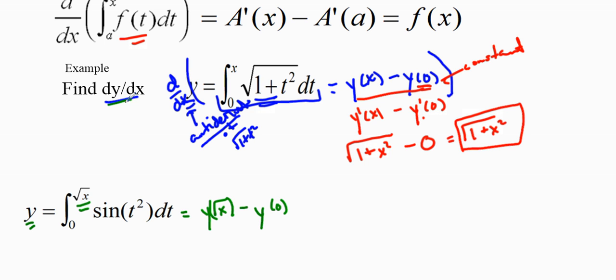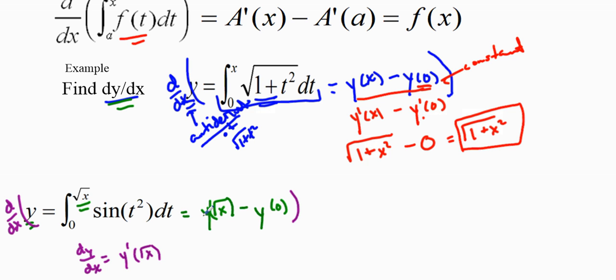We want to figure out what dy dx is. So I'm going to take the derivative of this entire thing with respect to x. When we do that, this will turn into dy dx. So dy dx is going to equal the derivative of y composed of the square root of x.